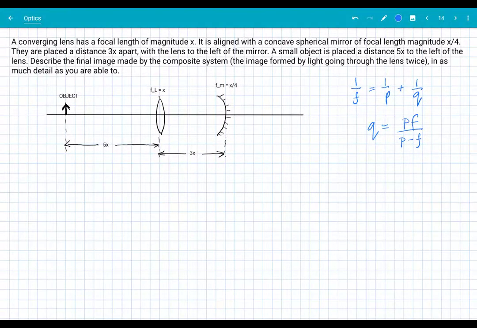Okay, here we have another composite system. This is a system of one converging lens and then one concave mirror, and they're placed as shown here in the diagram. We start, over here on the right, with the general equation we use for these thin lenses and spherical mirrors. And then, as usual, we're interested in solving for the image distance.